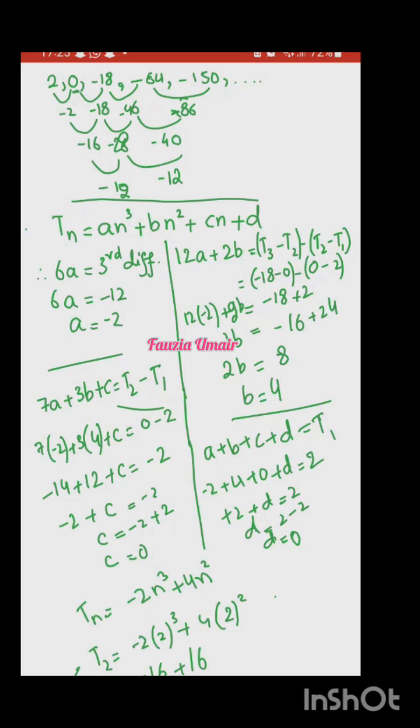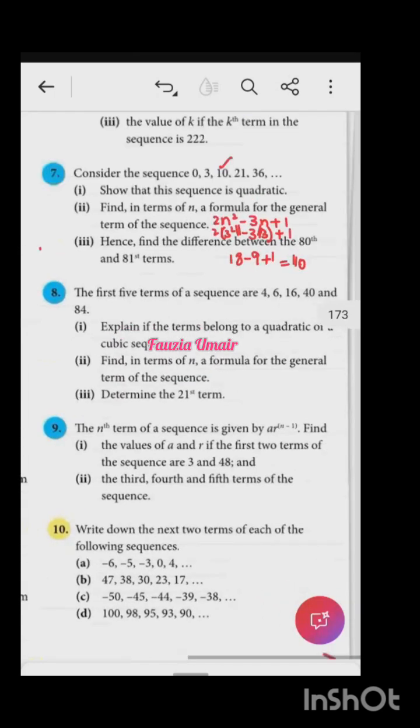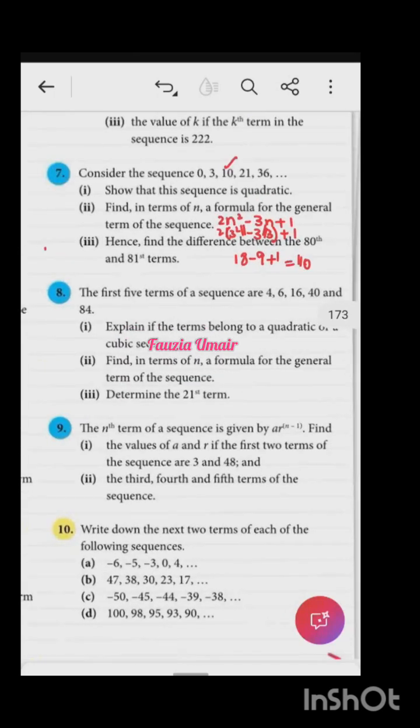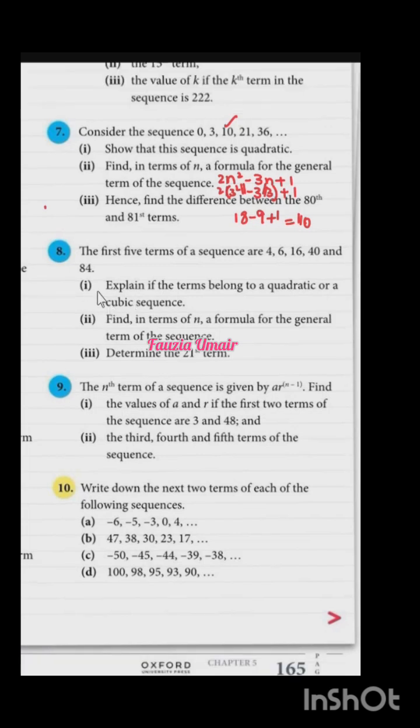So beta, is this clear how you will solve a cubic sequence? Yes, miss, it's clear. Okay, so now let's solve a few questions. Yesterday you have done the seventh question, so today we can quickly discuss the eighth question. The first 5 terms of the sequence are given to you, and the first part is to explain if the terms belong to a quadratic sequence or a cubic sequence. Now look, this decision is very important in the first part. If it is a quadratic sequence, the formula is different, and if it's a cubic sequence, we have a different formula. So this identification matters a lot while solving this question.